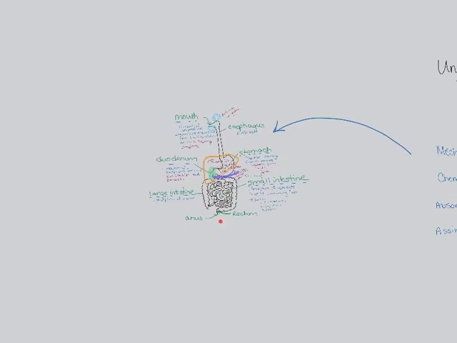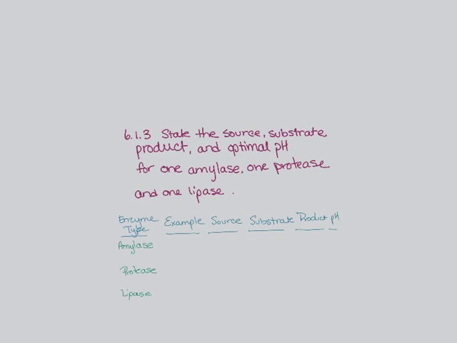So now we have to spend some time talking about what each individual enzyme is doing. Okay, objective 6.1.3 asks you to be able to state the source, substrate, product, optimal pH for any one amylase, protease, and lipase. So a couple of things here that we want to make sure that you keep in mind. Anytime you see that ending ACE right here, that ACE, you know that you're talking about some type of enzyme. So we're going to be taking something and allowing it to happen at biological temperatures without having to add in a huge amount of activation energy, right?